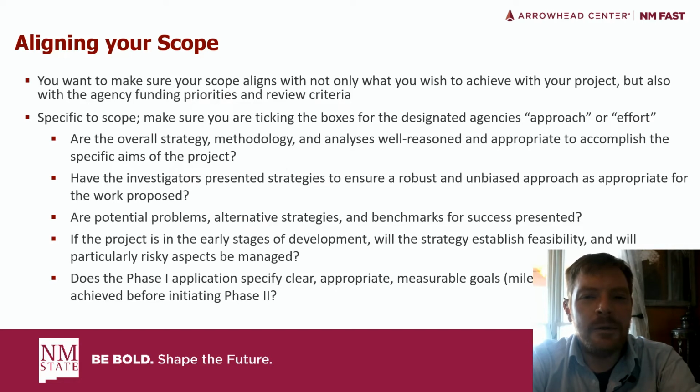And then really, when you're thinking about your scope, make sure that it's ticking the boxes for what the agencies think the approach or the effort should be. Make sure that it aligns with where their head is for research. Make sure it aligns with where they want to go, what they think is critical, what they think needs to happen. Remember back to that review criteria. So look at that criteria. How does that actually inform your scope?